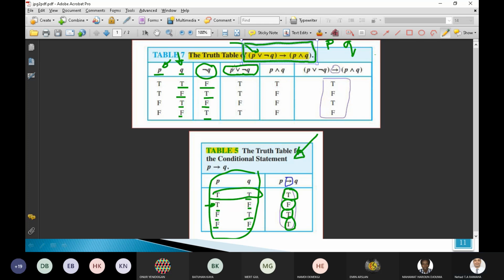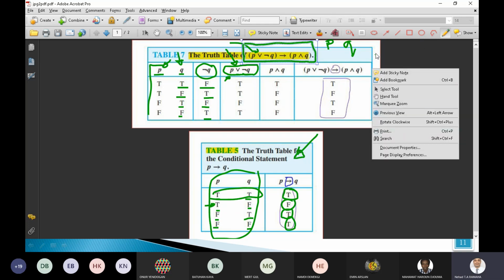Okay. What's the rule for the OR operator? If you have any side true, the result will be true. If you have both sides false, then the result will be false. So what are the two sides? P, which is this one. Let me clear the screen here.